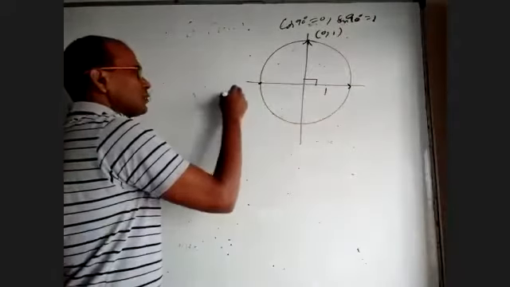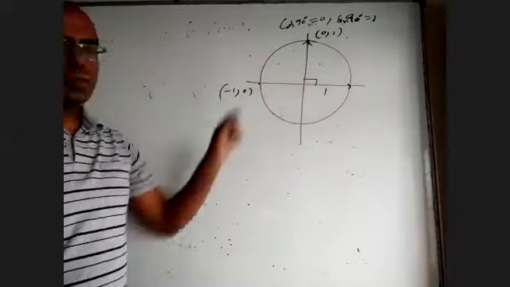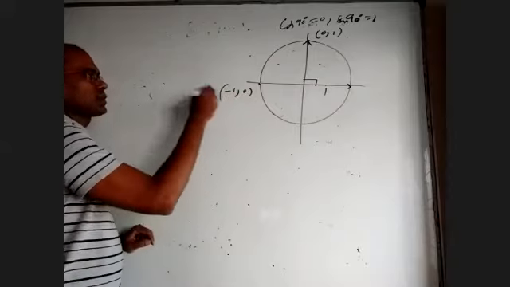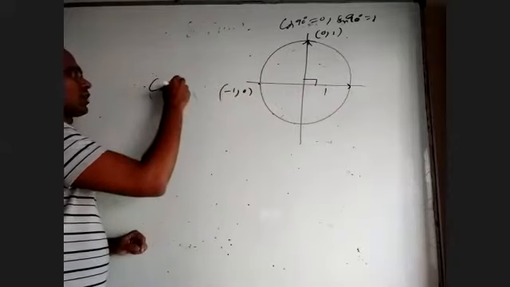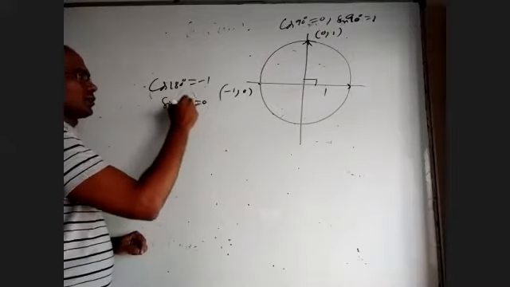This point is minus 1, 0. By turning 180 degrees, I reach this point. Okay, so x coordinate is cos and y coordinate is sine. So from this point, I'll get cos 180 degrees equal to minus 1 and sine 180 degrees equal to 0.